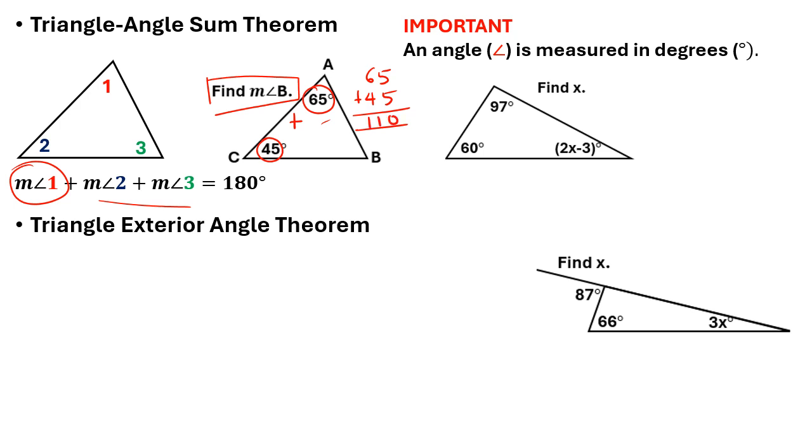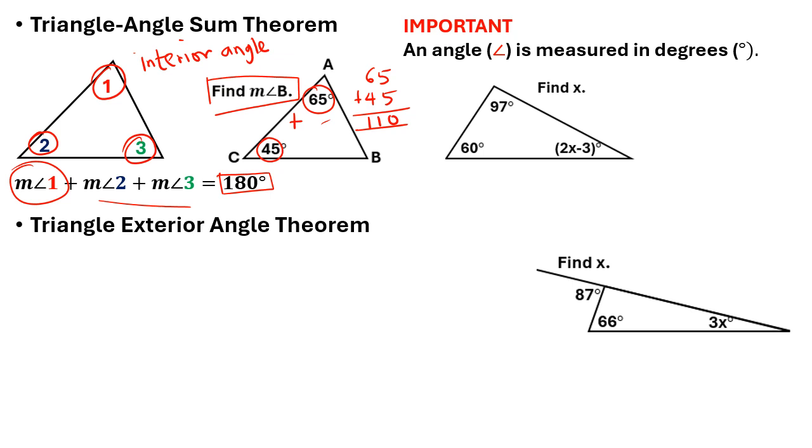All right, and we know from this theorem that all three angles of a triangle would add up to 180 degrees. And by the way, these three angles are special. They're called interior angles because they're inside the triangle. They are formed in the interior of the triangle.